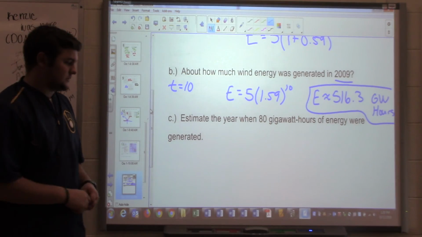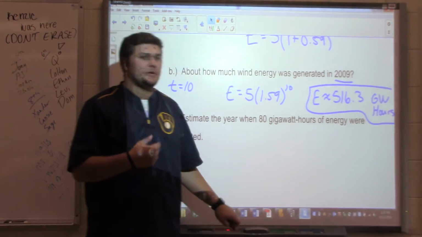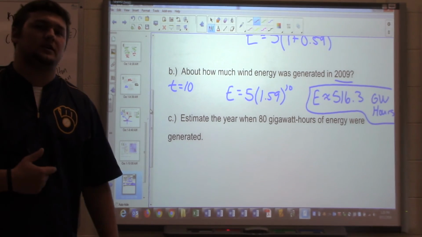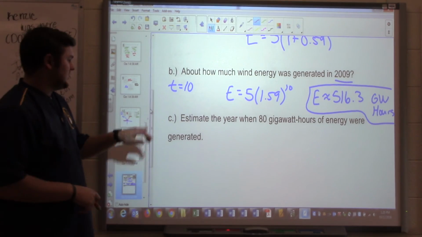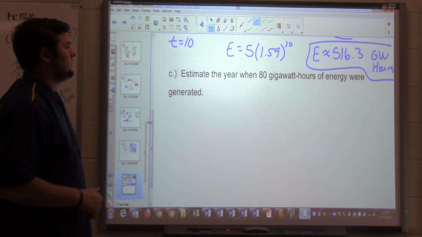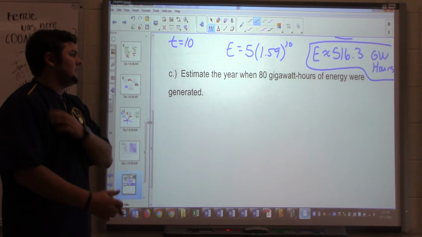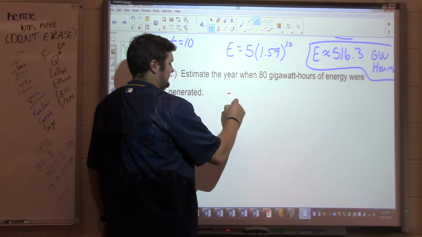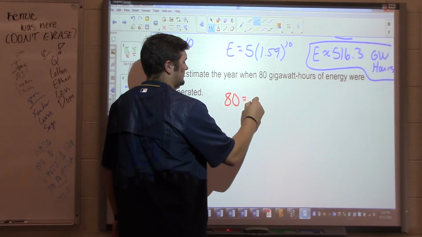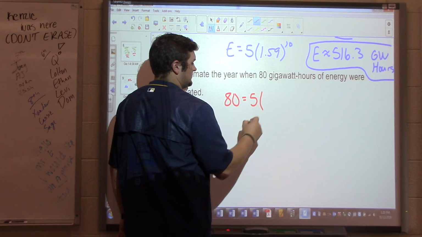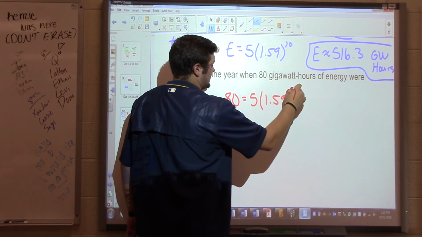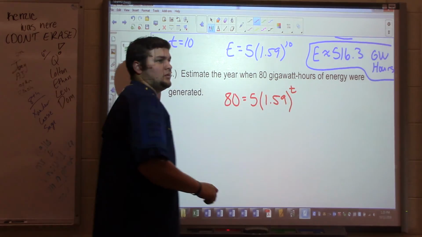Then how would I do the last one? Let's just set it up. I'm not going to ask you to write it down because we only have about 5 minutes left. Let's just set it up and then you can figure out how to solve it if you want. I want to estimate what year we reach 80 gigawatt hours of energy. Tobias, how would I set it up? So, 80 would replace E, so you have 80 equals 5 times 1.59 to the power of x. The power of x or power of t or whatever you want, right?